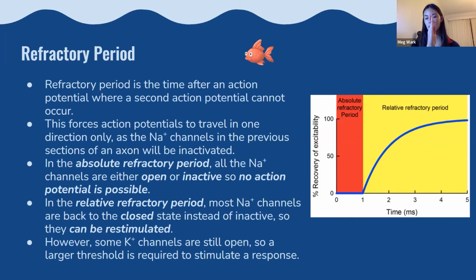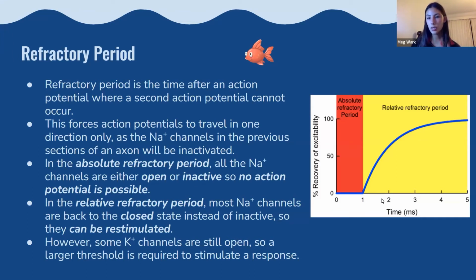So if you think about an action potential occurring here, it travels in one way, and then the sodium channels in this direction are going to become inactive after the action potential is over. So then when you get a second action potential occurring here, it can't travel back in this direction because these sodium channels here are still inactive. So it forces it to only travel in one direction.